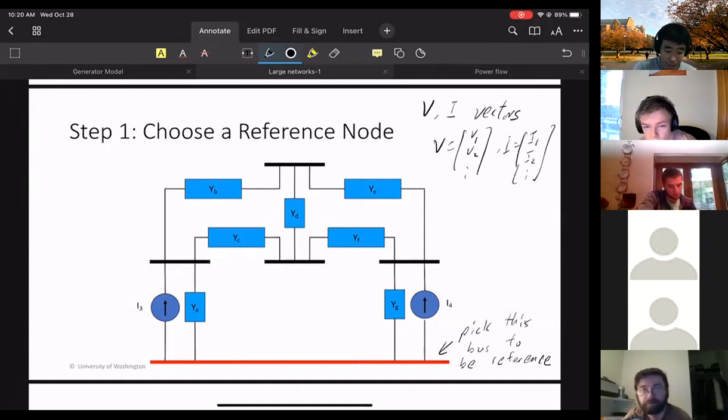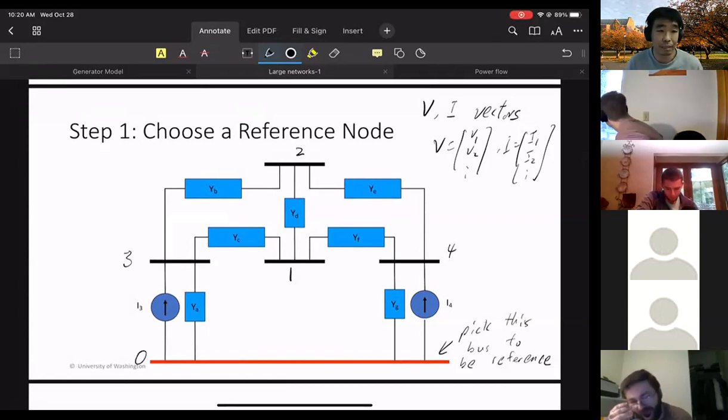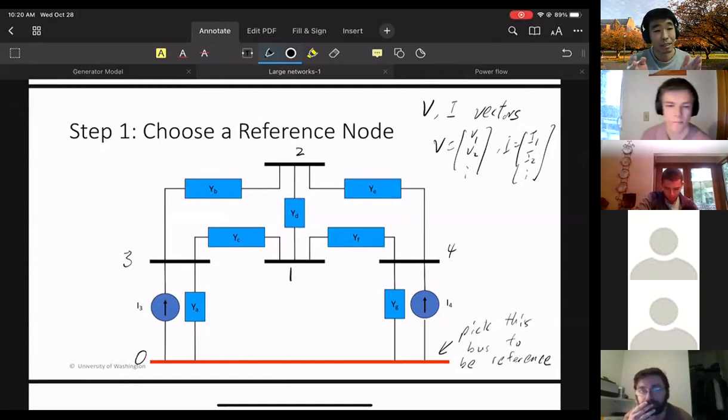We'll call this bus 1, bus 2, bus 3, and bus 4. This numbering is arbitrary. We'll call this ground, this common reference, bus 0. It's just a numbering of the buses. So we'll look at a component like V1 as the voltage at bus 1, V2 as the voltage at bus 2, and so on. We'll just number this way.